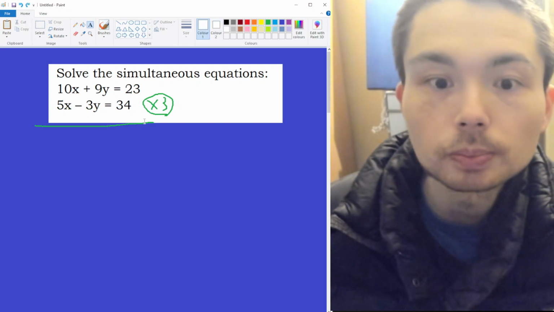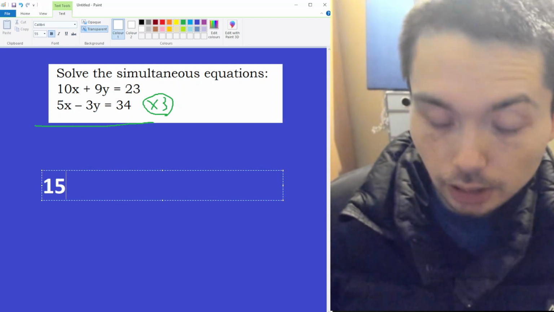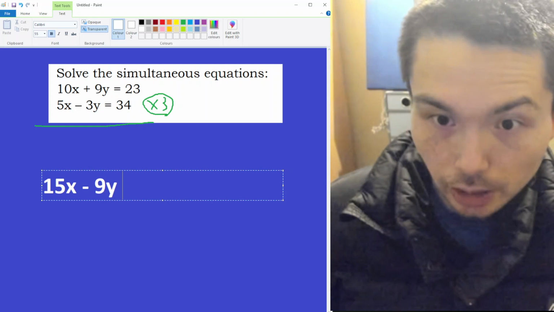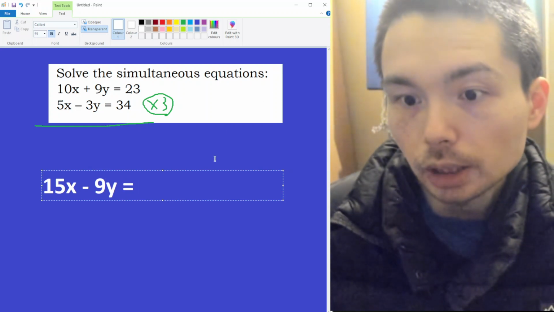Let's write that now. 15x. I'm taking the bottom equation and I'm timesing it by 3. Minus 9y is 34 times 3. Work that out on the side.